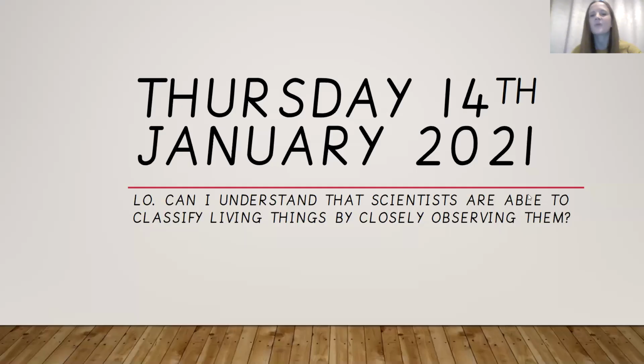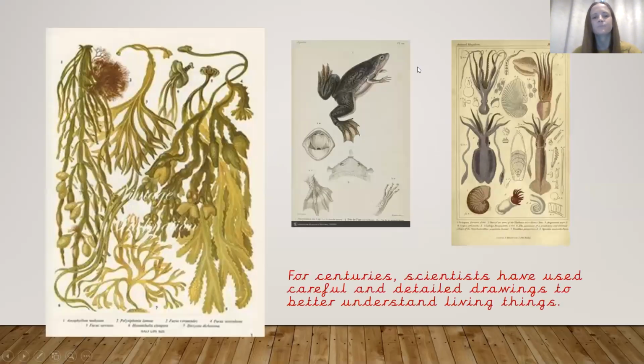And we will be looking at understanding that scientists are able to classify these living things by closely observing them. So we're going to look at how they closely observe them, and we're going to learn a little bit more about that today. So for centuries, that's a long, long time, scientists have used careful and detailed drawings to better understand living things.